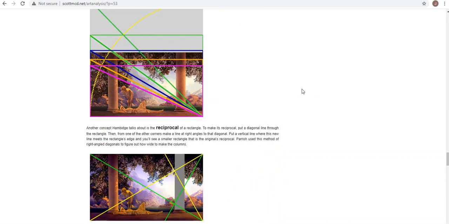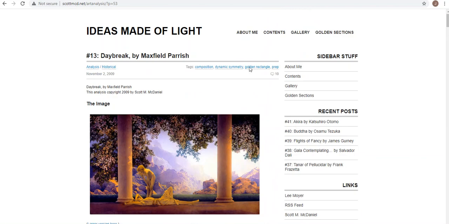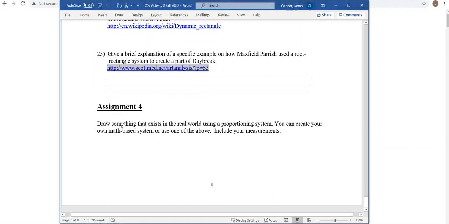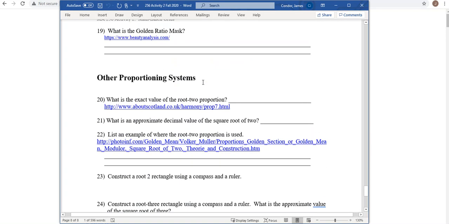We want to try to keep the proportioning system the same. And so assignment 4: draw something that exists in the real world using a proportioning system. You can create your own math-based system or use one of these from above. Include your measurements. So that's the activity for this week.